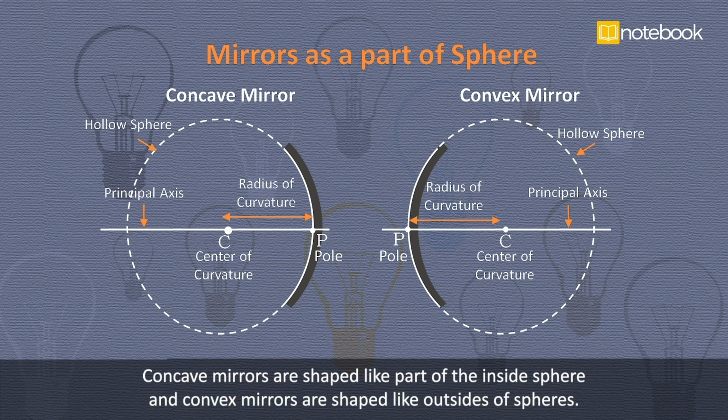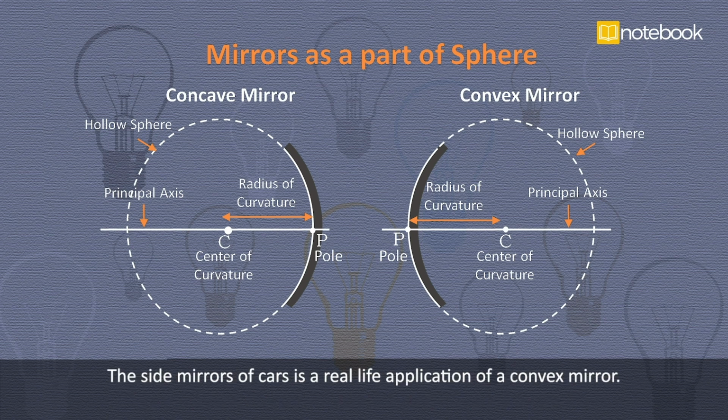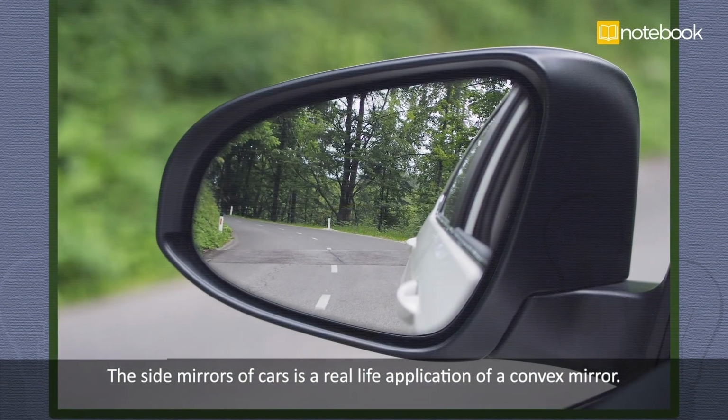Concave mirrors are shaped like part of the inside of a sphere, and convex mirrors are shaped like the outsides of spheres. Images formed on these mirrors have distinct properties when they are placed at different distances from the mirror surfaces. The side mirrors of cars are a real-life application of a convex mirror.